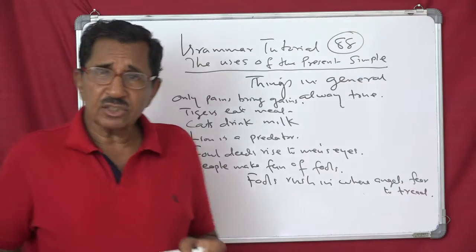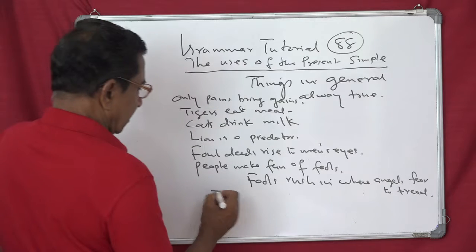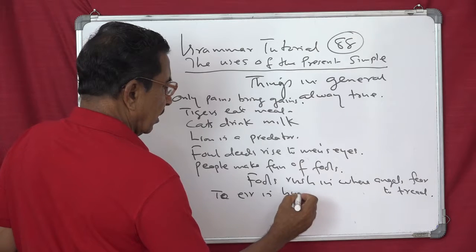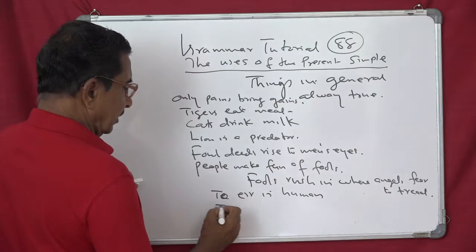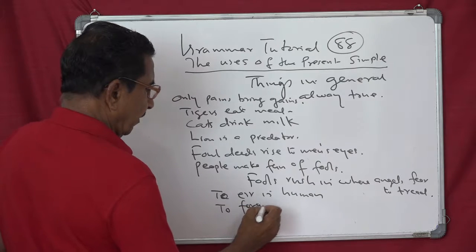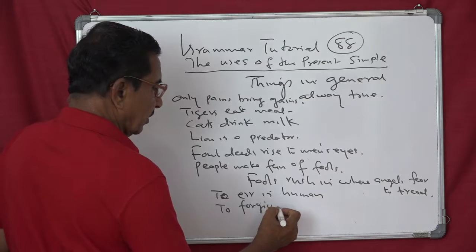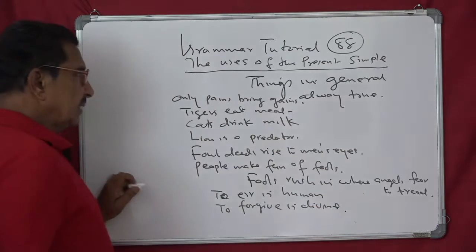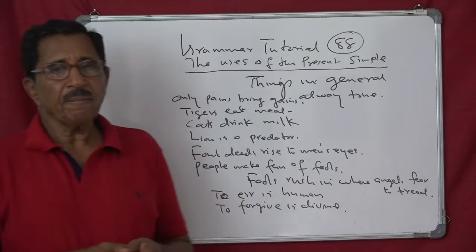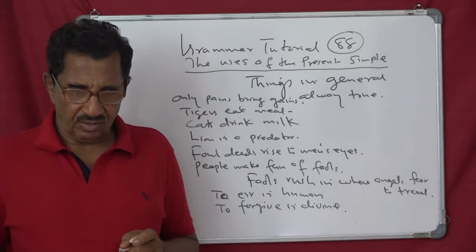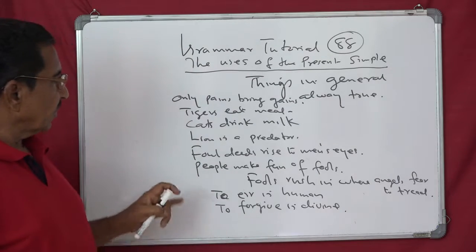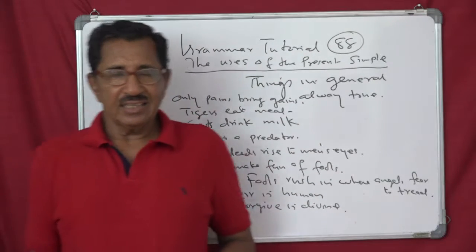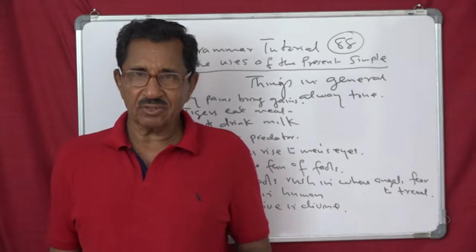Then again, to err is human. Another, to forgive is divine. So these are general facts, things in general, or eternal truths we can say. Listen, to err is human, to forgive is divine. And we have already seen no pain, no gain, and so on.